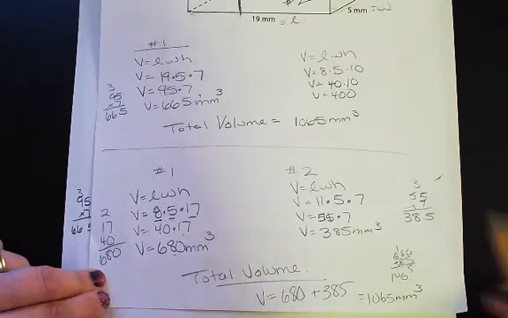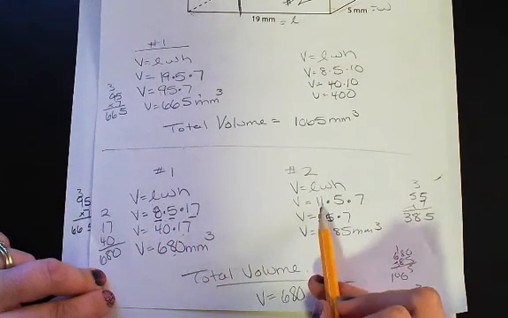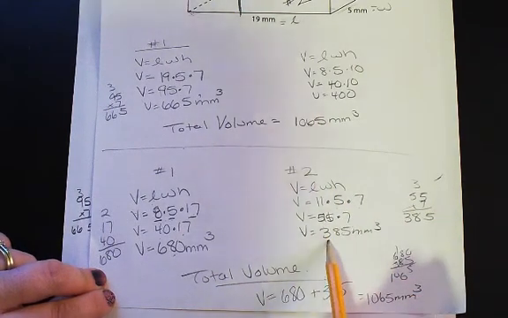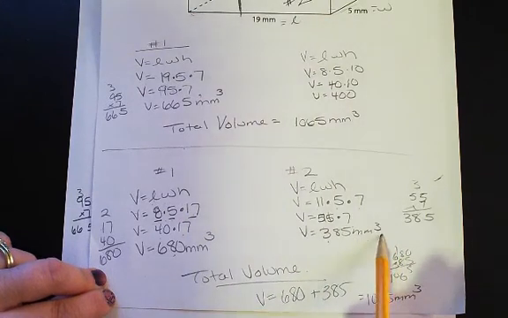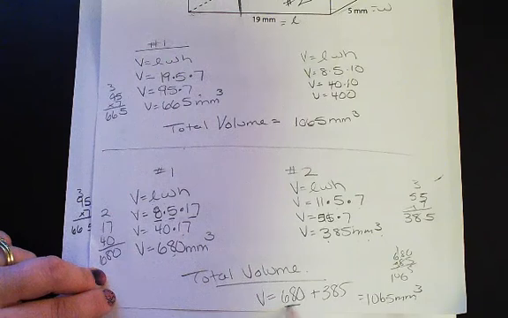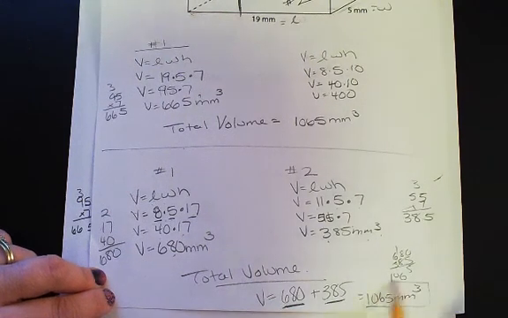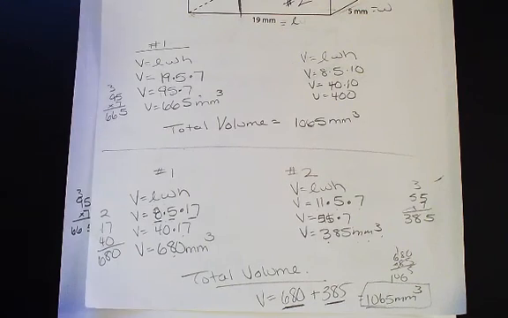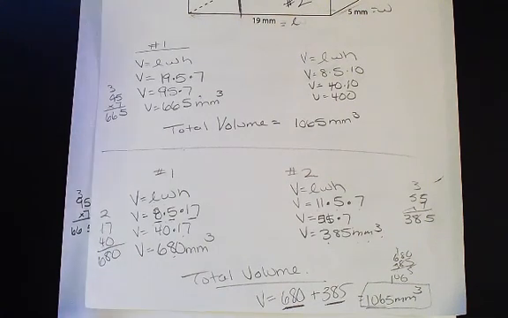For shape number 1, volume is length times width times height at 8 by 5 by 17. I multiplied 40 times 17 to get 680. You can see all my work there as I solved. For shape number 2, 11 times 5 times 7, I multiplied 55 by 7 and got 385 millimeters cubed. Last step, I added up the volume, and even though I split my shape a little differently that time, I had 680 plus 385, and I still got the exact same answer: 1,065 millimeters cubed.